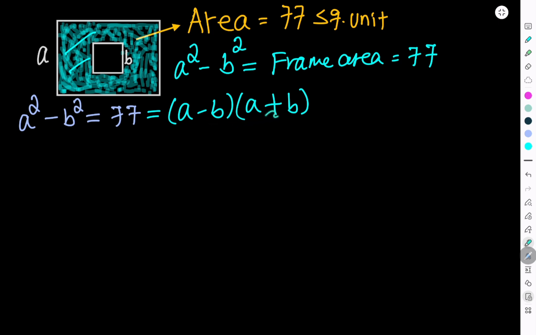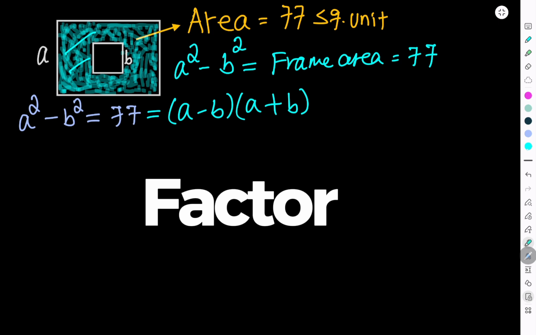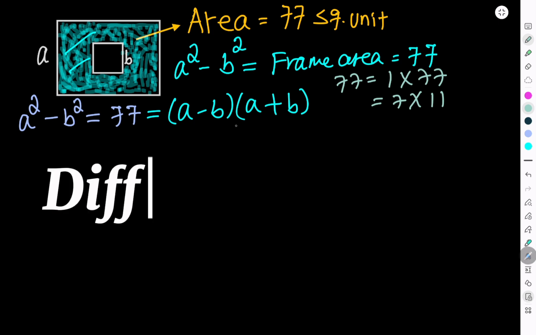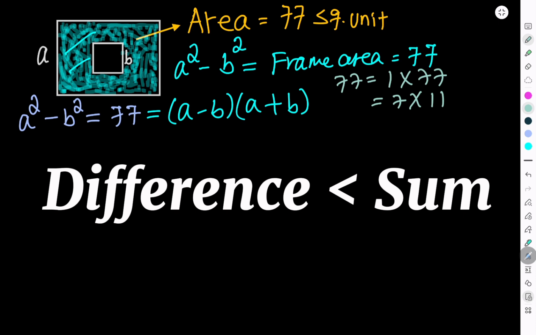That means a minus b and a plus b are what? Factors of 77, right? They are factors of 77. And we know that 77 is 1 multiplied by 77, or it is what? 7 multiplied by 11, considering only integer factors of 77. And look here, a minus b and a plus b. The difference a minus b is less than the sum a plus b, right?